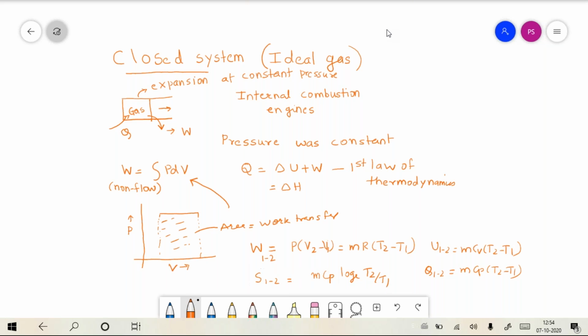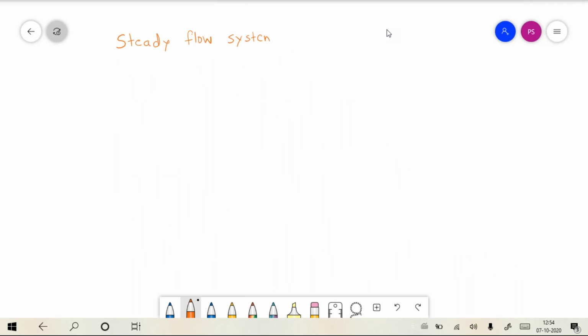Consider a special case of an open system. Now, what is the special case of open system? In our analysis, we always talk about a special case of open system, which is a steady flow system, whose properties do not change with respect to time. And now we are talking about the ideal gas as a working fluid. Where do we find an example of such a system? For example, in your gas turbine power plant.